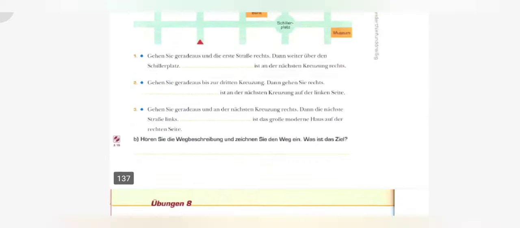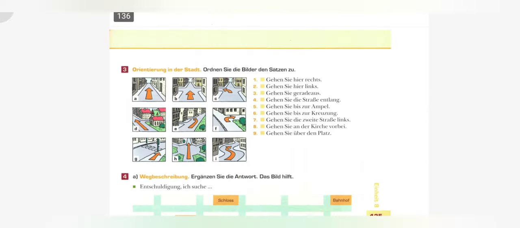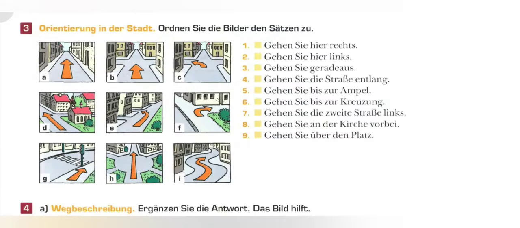Next is what? Orientierung in der Stadt. Ordnen Sie die Bilder den Sätzen. Orientation in the city. So you have to describe the place here according to the pictures. So first picture, let's see this, that is straight.